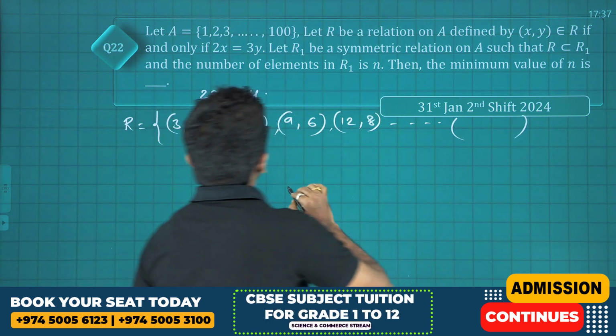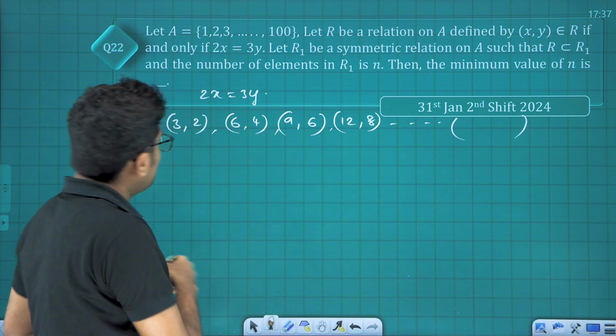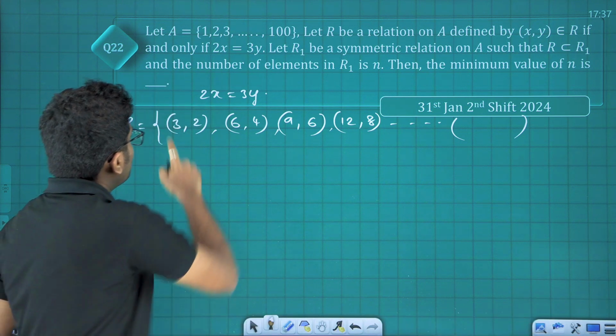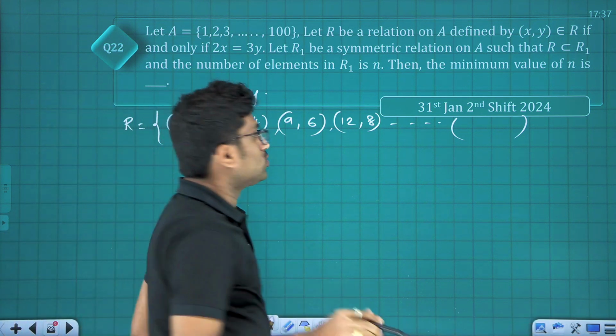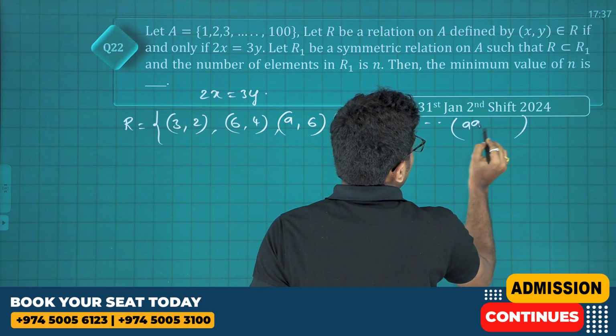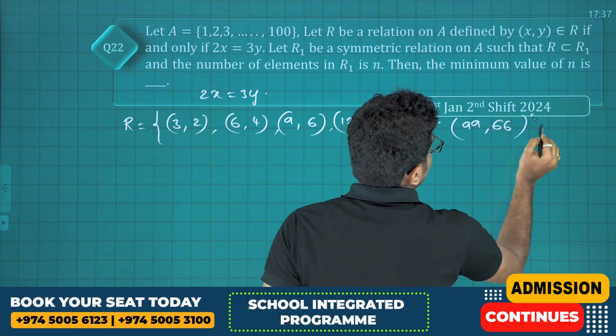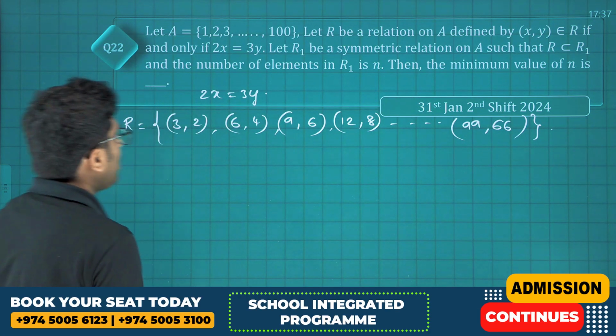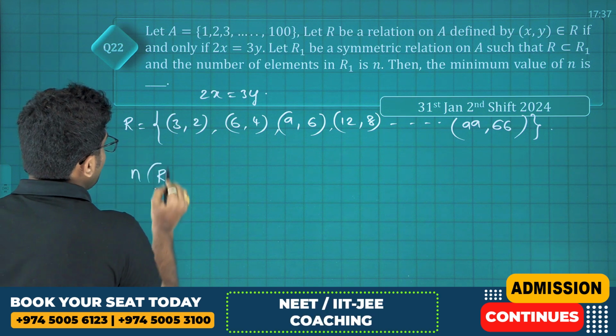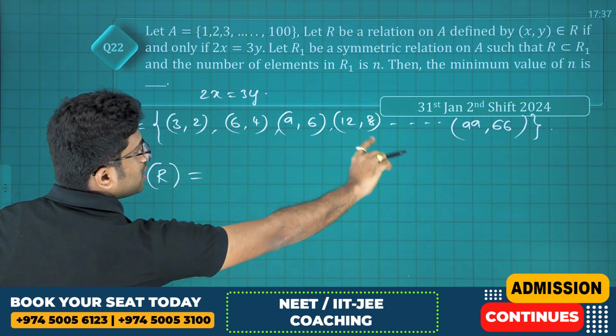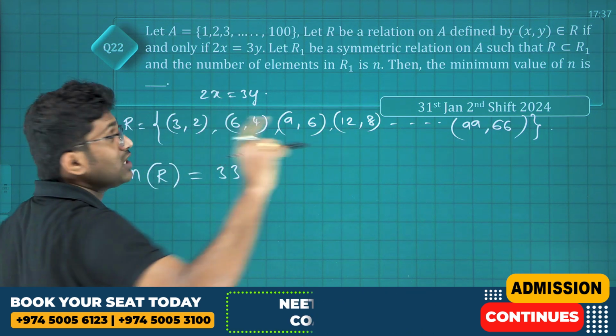The last one will be, not 100, but 99. So 3 into 33 is 99 and 2 into 33 is 66. So in total, how many ordered pairs do we get? The number of elements in R will be 3 into 33, that is, 33 ordered pairs you get.